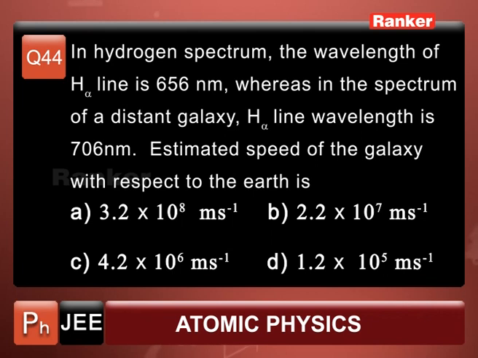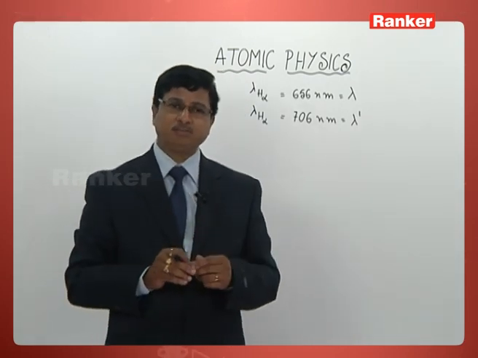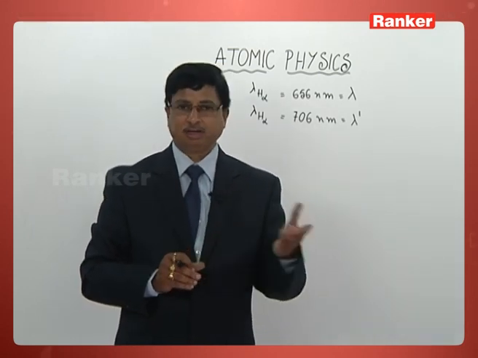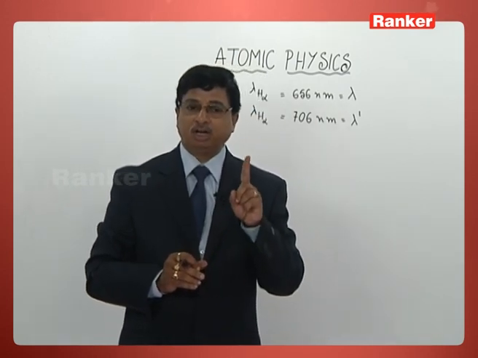Four options are mentioned once again. 3.2 into 10 power 8 meter per second is the first option. The second option is 2.2 into 10 power 7 meter per second. The third option is 4.2 into 10 power 6 meter per second. And the fourth option given is 1.2 into 10 power 5 meter per second. If you just want to estimate the answer without doing anything, at the most you can leave the first option. The reason is better known to you all. Velocity of light is 3 into 10 power 8 meter per second.